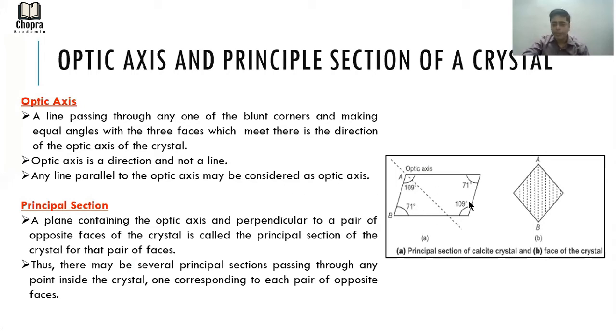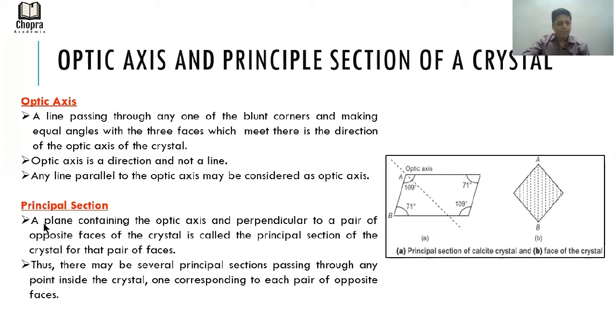So you see here, this is the principal section of a calcite crystal chopped, and this is the principal section. You will have to remember these angles. This is 109 degrees and this is 71 degrees. This is called the principal section, and optic axis you see here is this line. This is what is called optic axis.